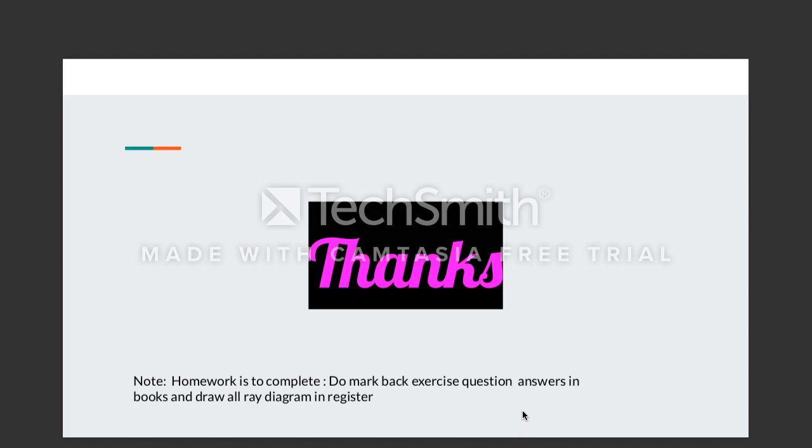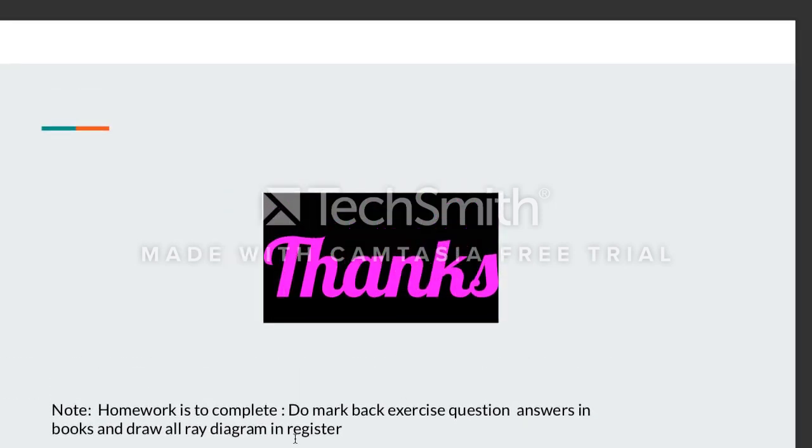Okay. Other than that, back exercise question answers, you must mark all in your books. Notes of today's class must be written properly in your registers, ray diagrams along with their uses and the line written below that, deviation through 90 degree, deviation through 180 degree to get the inverted image, what all like that. Okay. So the homework is to complete what all? The ray diagrams. So it is to mark back exercise question answers in books and draw all ray diagrams in register along with the uses properly written, what you are doing, what are the important angles to be mentioned in it as I've shown you in this particular video, and the uses. Okay. Revise all contents very clearly.